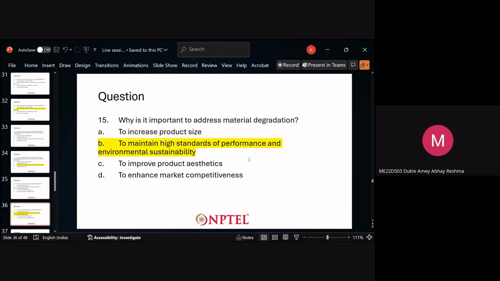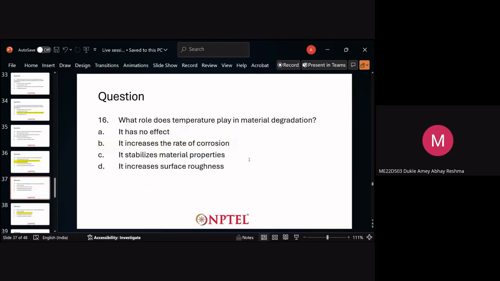So if you are not focusing on material degradation, what will happen is eventually your product will have performance issues, and you have to change the parts, or increase the spares that you are using. So eventually the environmental sustainability will also get affected. So the answer here is to maintain the high standards of performance and environmental sustainability.